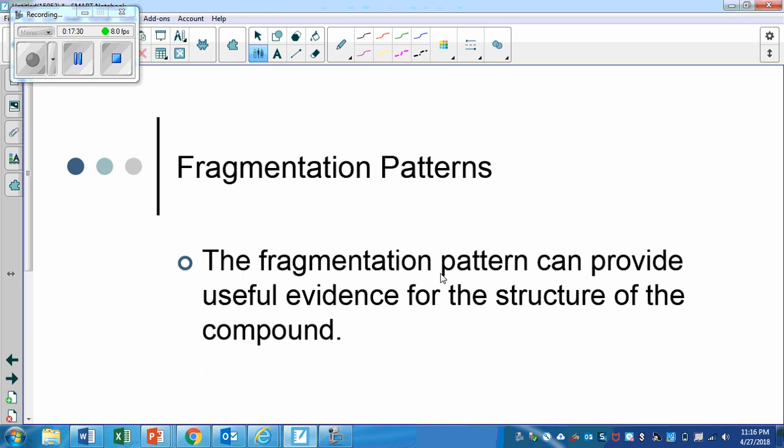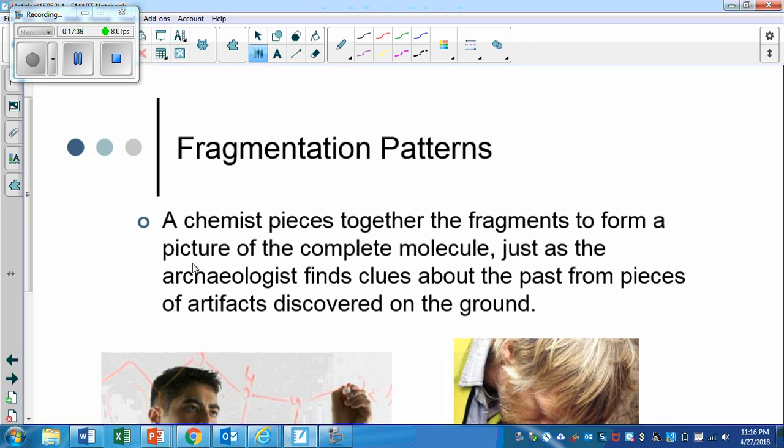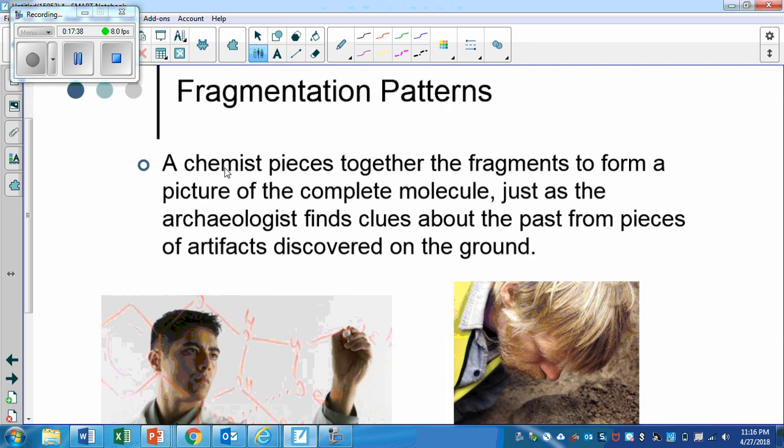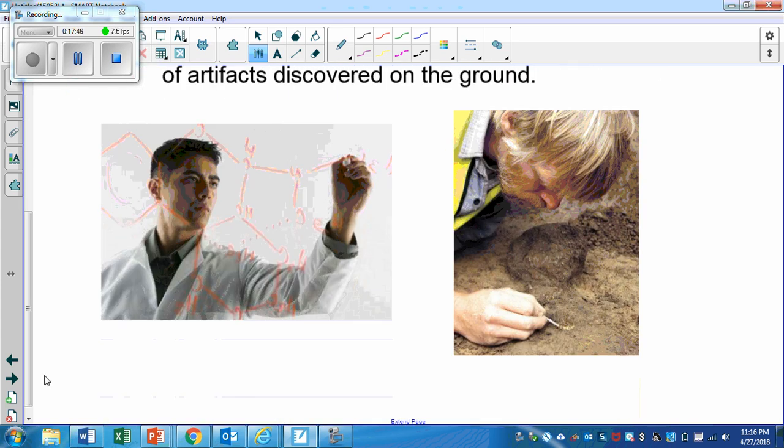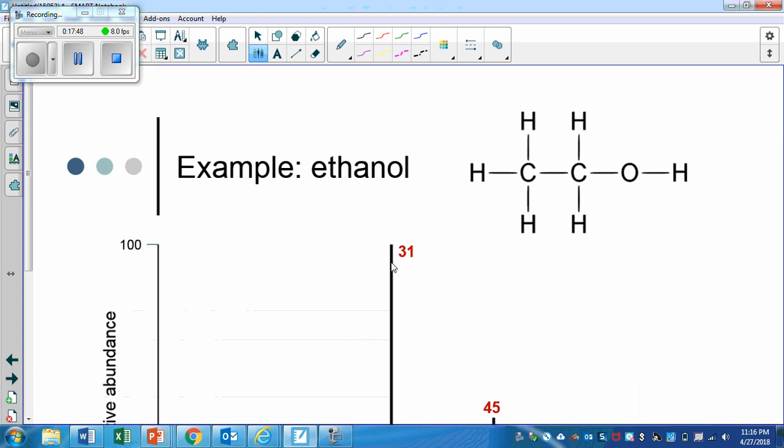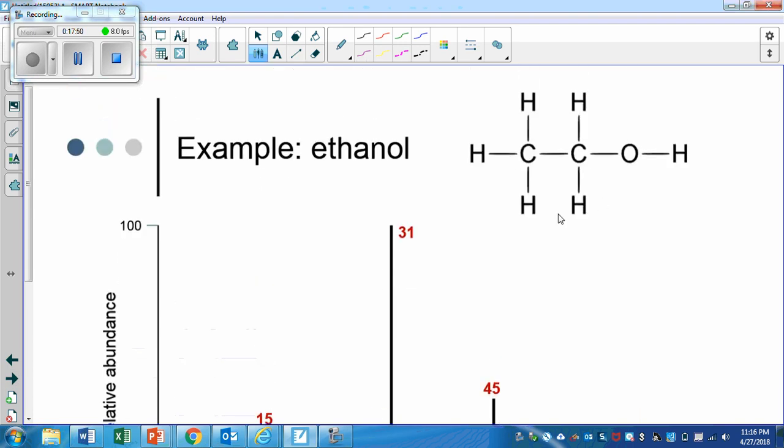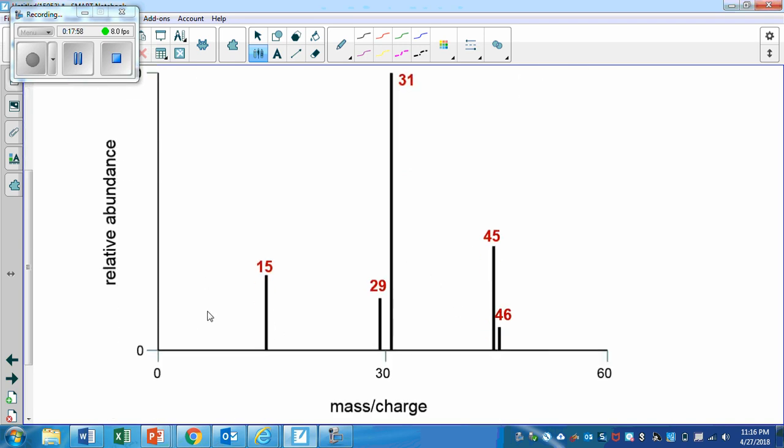The fragmentation pattern can provide useful evidence about the structure of the compound. It depends on how it is being broken. As chemists, we put those fragments, these broken pieces, together to assemble the whole molecule and figure out what the molecular formula is. Let's say here we have ethanol, CH3CH2OH, and this is the mass spectrum of this ethanol.